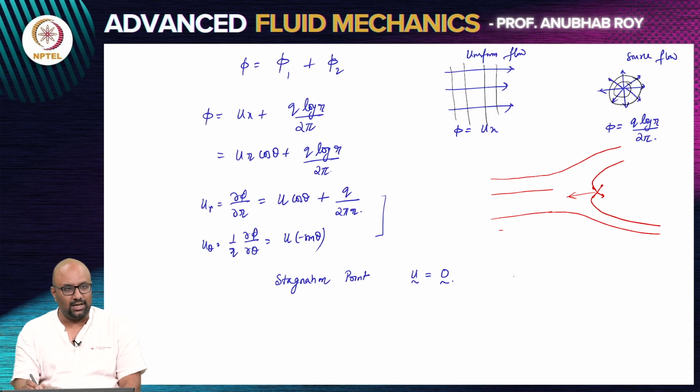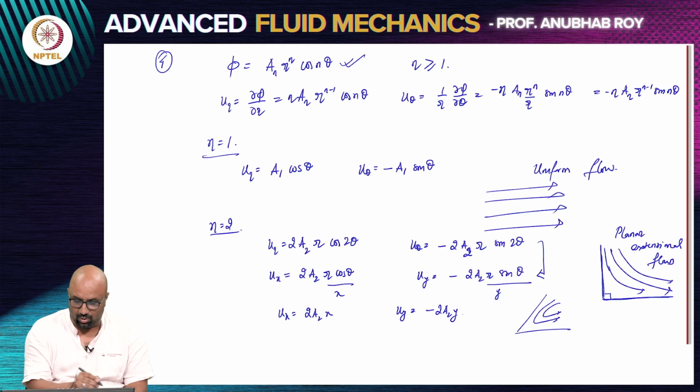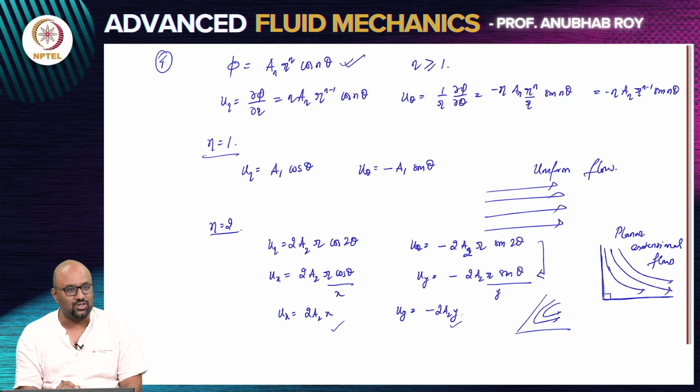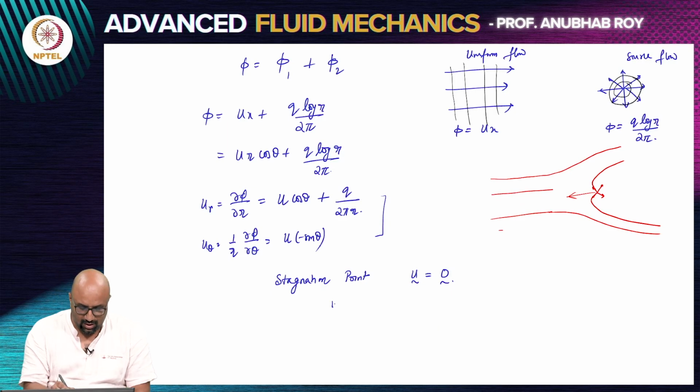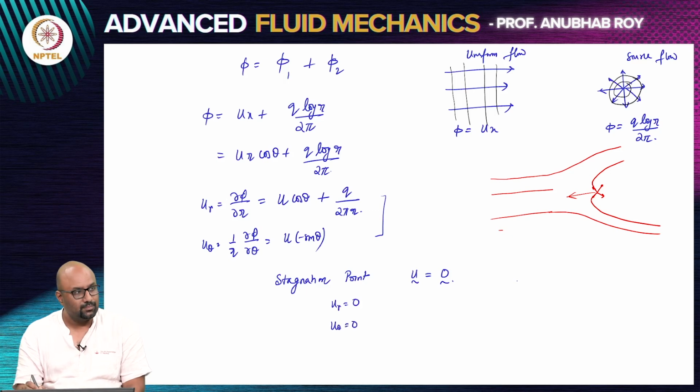So, when you did the problem of a planar extensional flow, you saw that the origin was a stagnation point, x equals 0, y equals 0. In this particular problem, the stagnation point is a little more nuanced. We want u_r to be 0, and we also want u_theta to be 0. I will mark the location of the stagnation point in the polar coordinate system as r star and theta star.